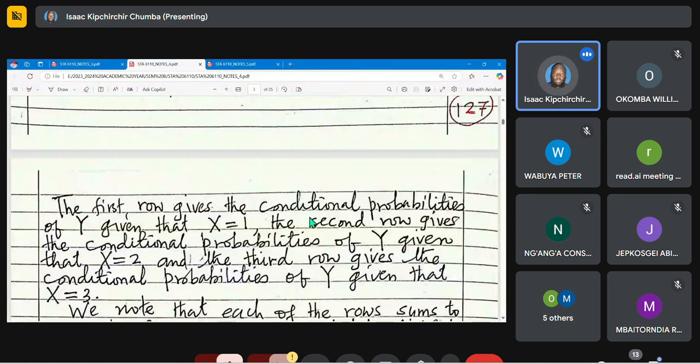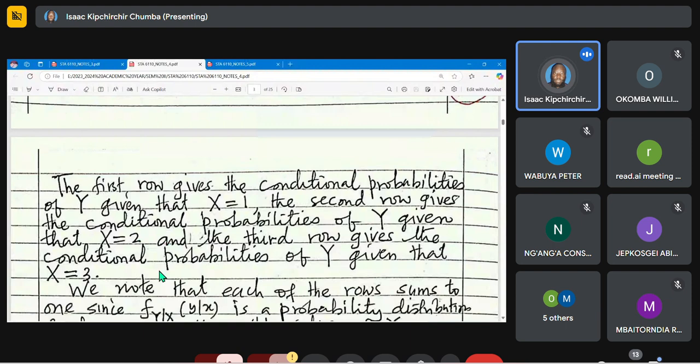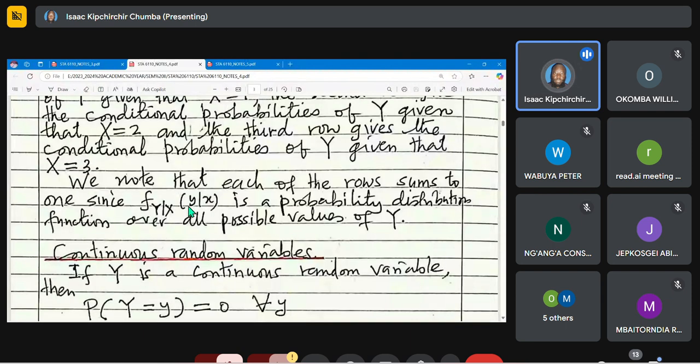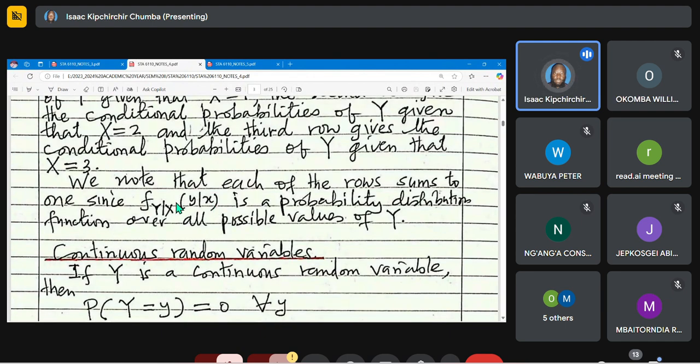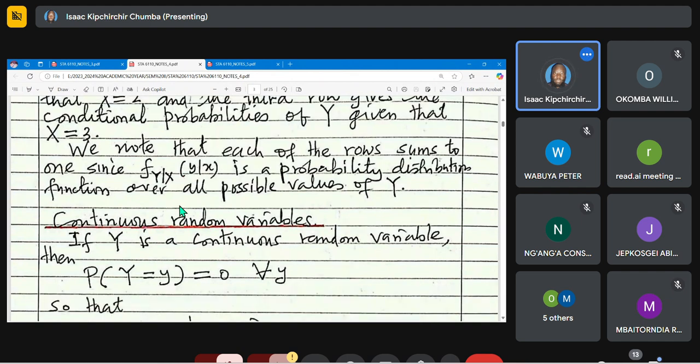So the first row gives the conditional probabilities of y given that x equals 1. The second row gives the conditional probabilities of y given that x equals 2. And the third row gives the conditional probabilities of y given that x equals 3. We know that each of the rows sums to 1, since f of y given x is a probability distribution function over all possible values of y. That's why if you sum this function over possible values of y, you can see it equals 1. So for discrete, it's very straightforward.